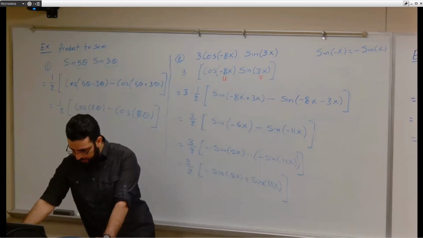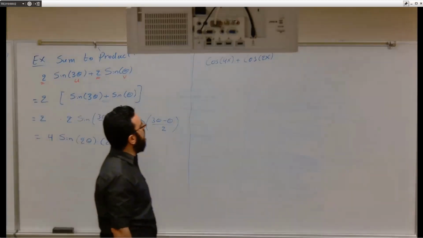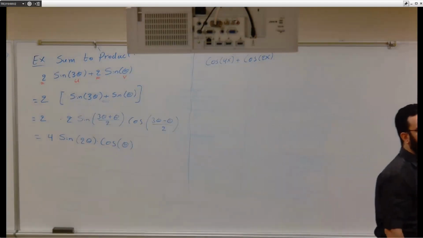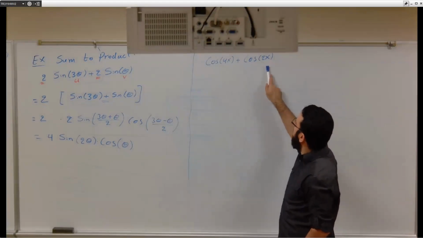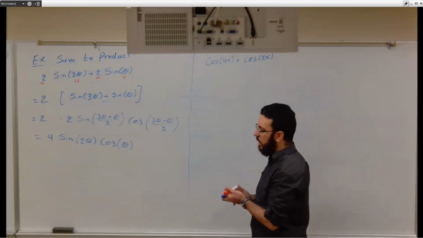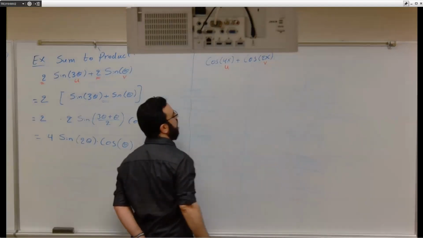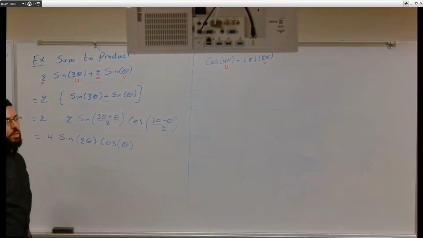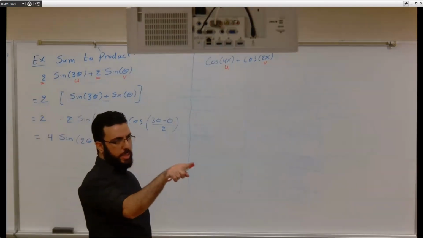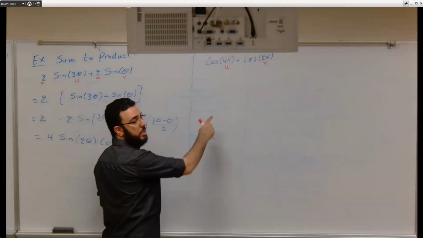Questions so far? We're just using the formula. Now, what about this one? Cosine. It's telling you cosine 4x plus cosine 2x. So I'm going to keep in mind, this is the u and this is the v. We're going to use the third one, cosine u and cosine v. That means this is u and this is v.